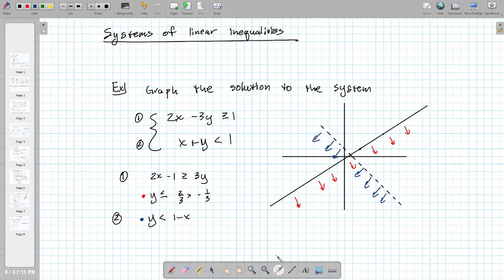Now notice where we overlap twice. We overlap twice in this region. So this is actually the solution to the system right here. We just need to figure out what this point is. If we set them equal to each other, we can find that.